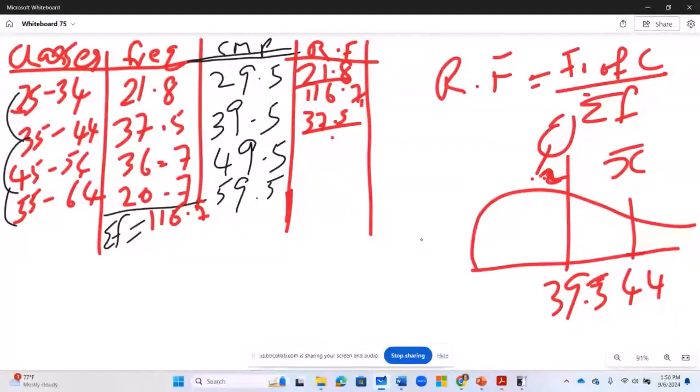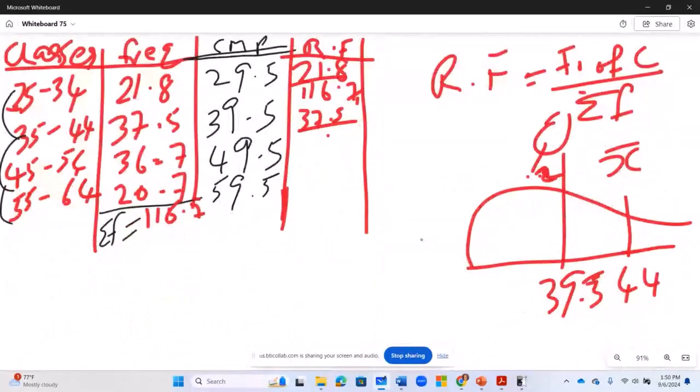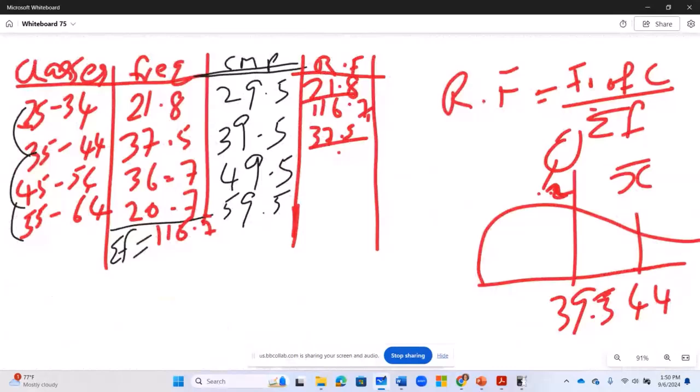Also, you could be told to make a column for cumulative relative frequency. Remember that all these are already in chapter 2. We talked about it in chapter 2. So you could be told to find the cumulative relative frequency. Okay, so you start adding the frequency.